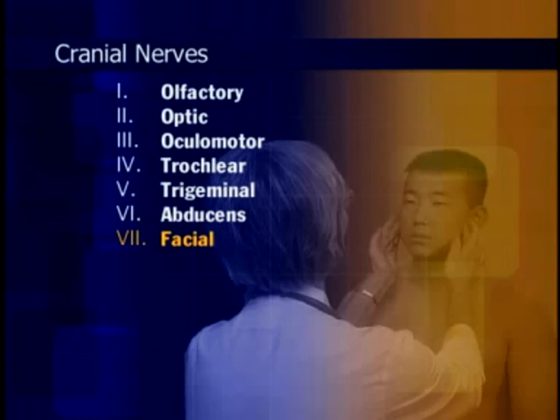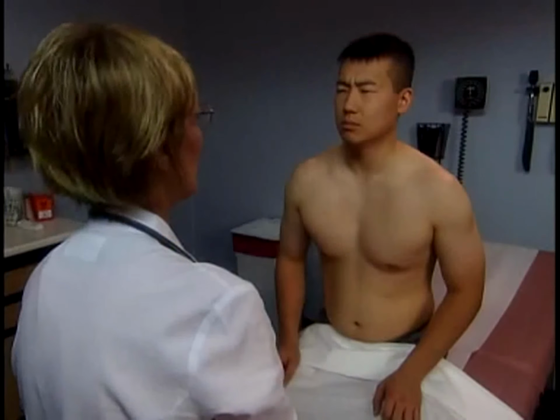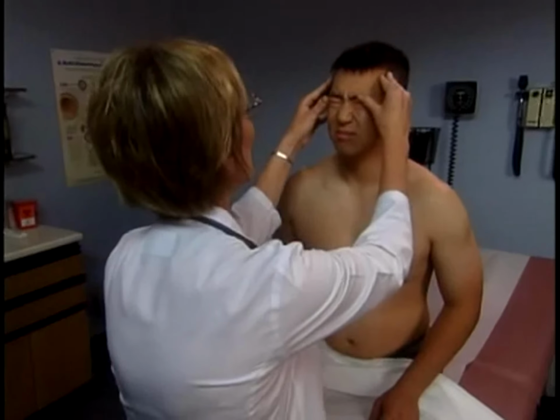Cranial nerve 7 is assessed by inspecting the patient's movements of facial expression. Shut your eyes. Keep shut. Okay, relax. Puff your cheeks.